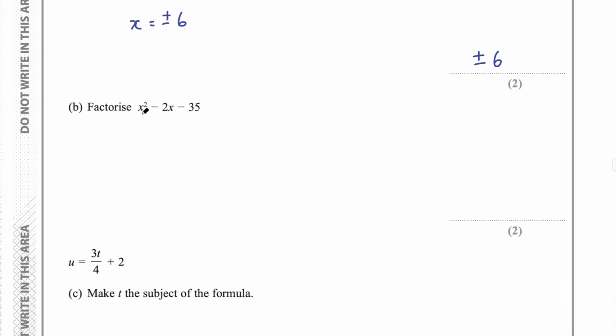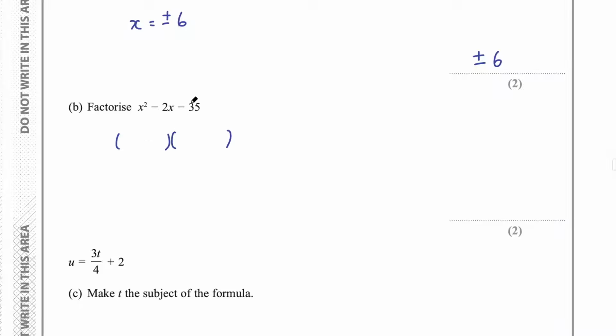Part B says factorize x squared minus 2x minus 35. So into two brackets, we need to think of the factors of 35 with a difference of 2. 5 and 7 make 35, and we have a -2, so the larger number will be the negative.